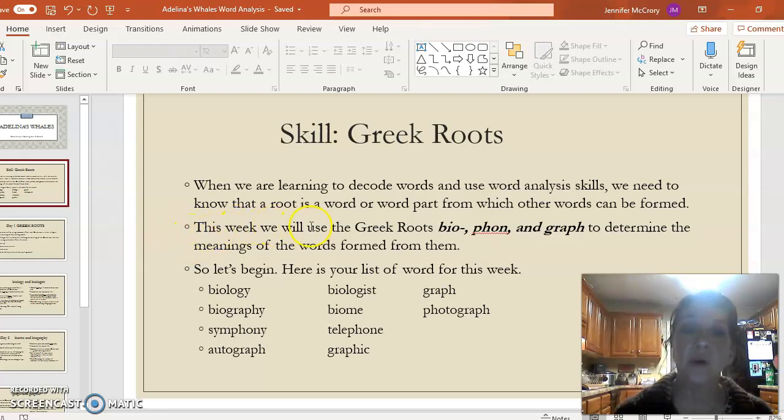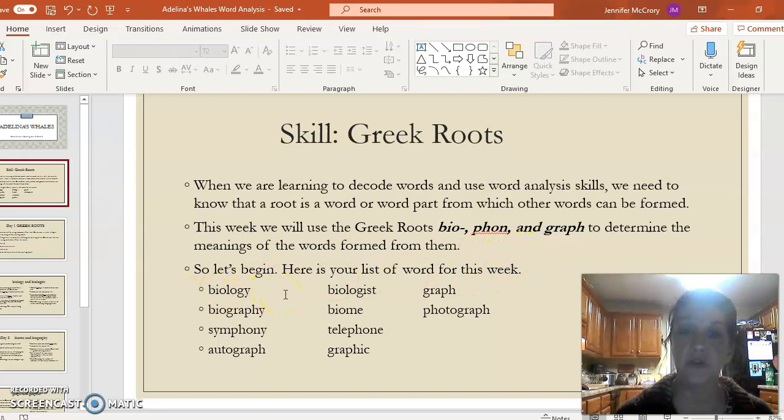So this week we're going to focus on 3 Greek roots, and they are bio. These are going to be roots that you are familiar with. Bio and phone and graph, and to determine the meanings of the words that are formed from them. All right. So let's begin.